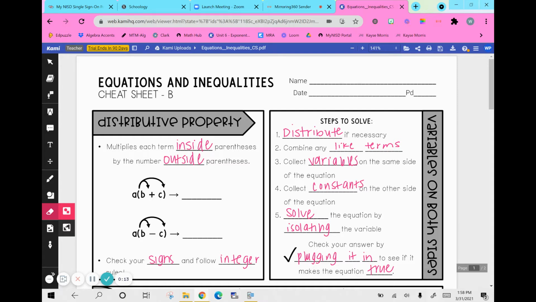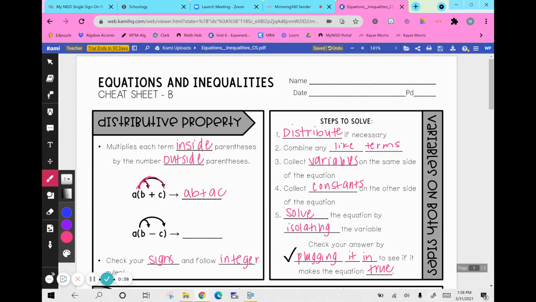The first thing we want to talk about is the distributive property. It means that you're going to multiply each term inside the parentheses by the number outside the parentheses. So here we get A times (B plus C). So we're going to say A times B, and that's going to give me AB, plus A times C. So A times C is positive AC.